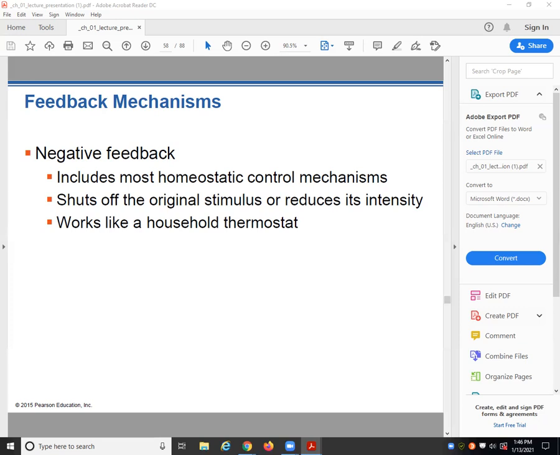And this basically works like a thermostat in your house. So if you have it set at a certain temperature and it gets too warm, what happens? Air conditioner cuts on, right? Okay, what if it gets too cold? Then what happens? The heat cuts on, right? So you get back to your set point. Okay, so that's negative feedback.